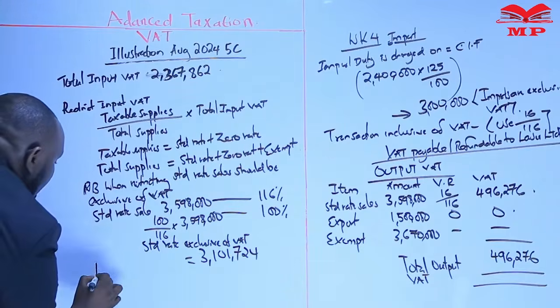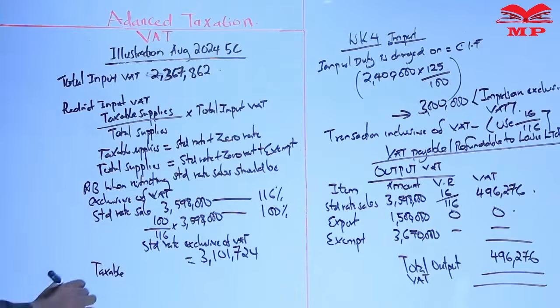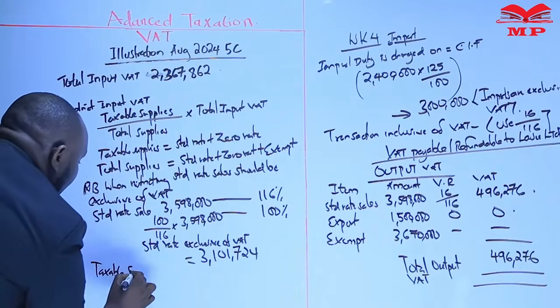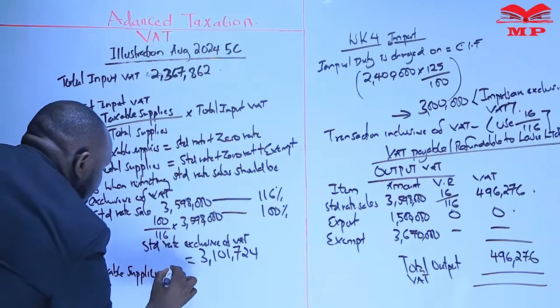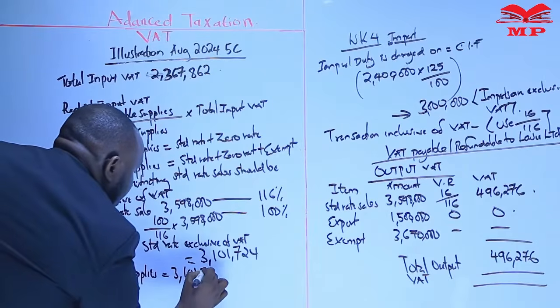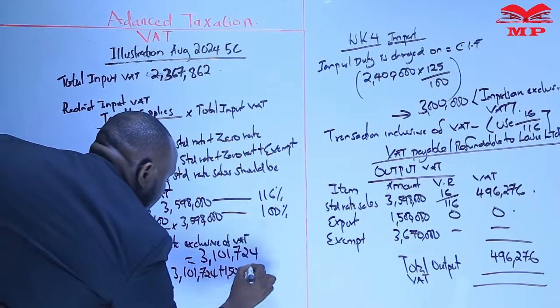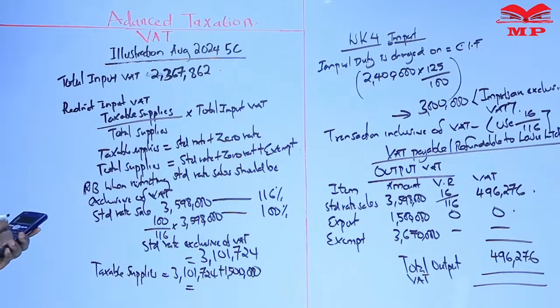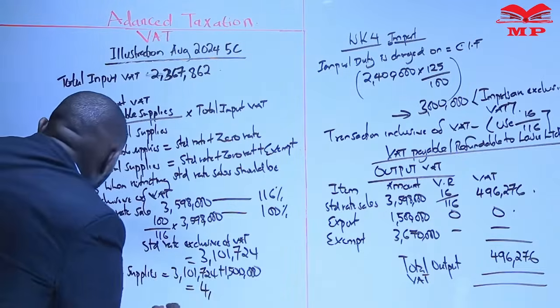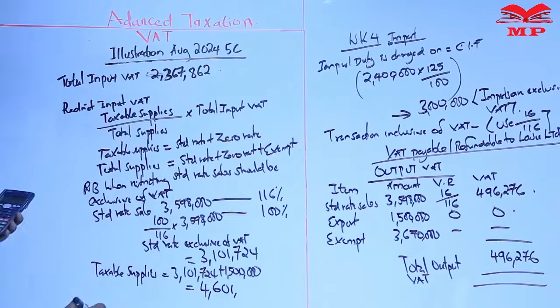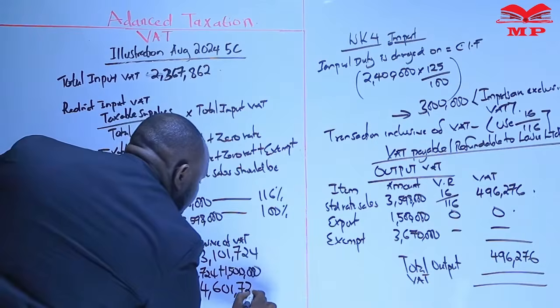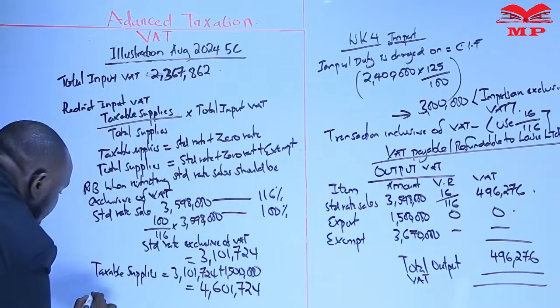So we can get taxable supplies. Taxable supply is zero rated plus standard rate. Taxable supply should be 3,101,724 plus 1.5, which is zero rated. So that gives us total taxable supplies of 4,601,724.